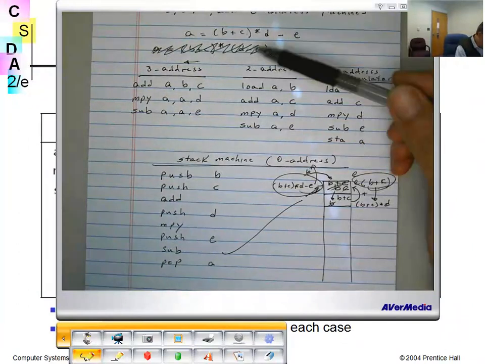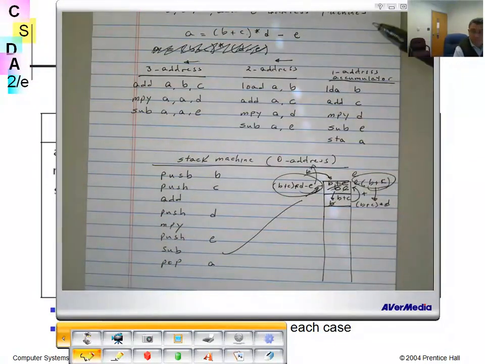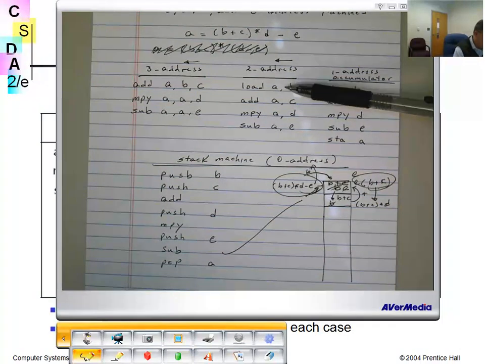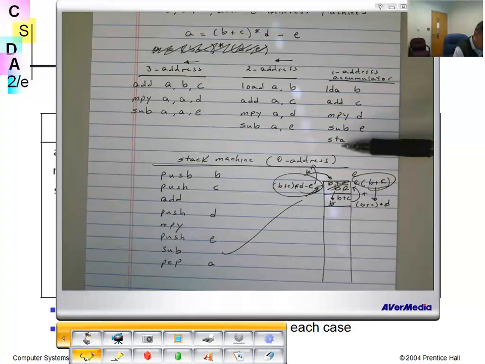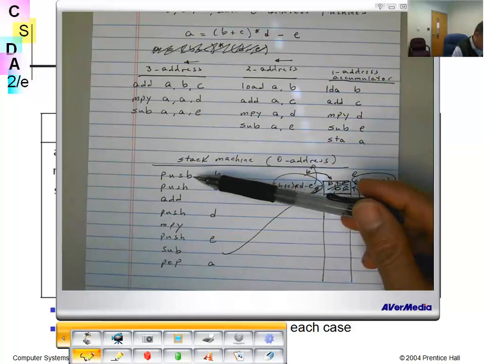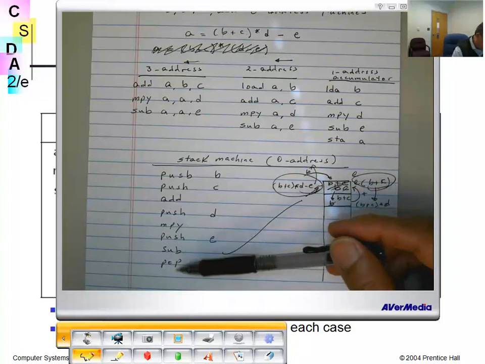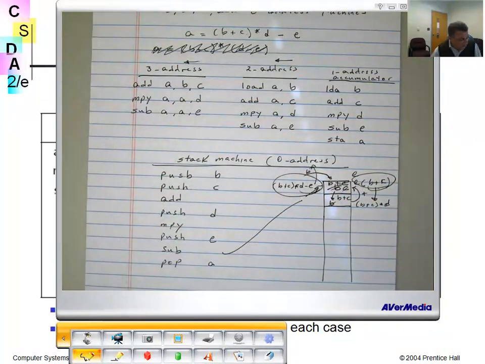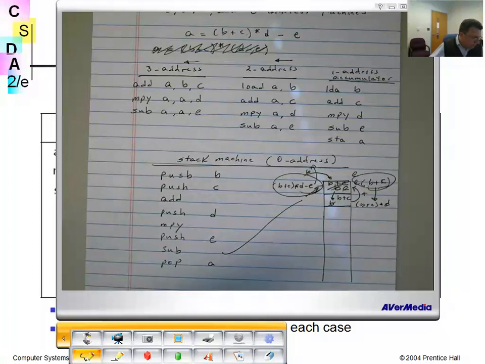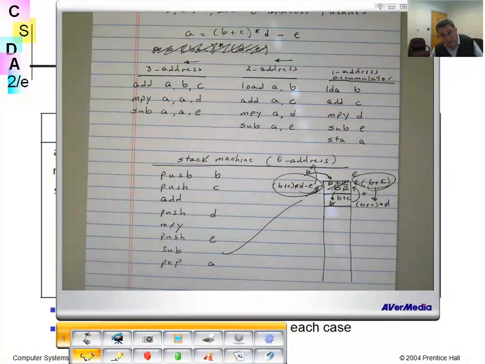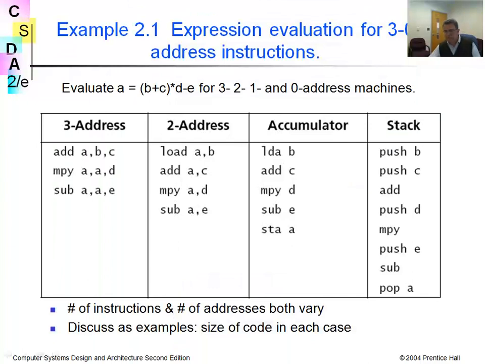So in a 3-address machine, we came up with 3 instructions. In 2-address, 4. In 1-address, 5. And in the 0-address machine, 8 instructions. And as you see, if we count them in the number of bytes, that tells me which one might be better, which one might not be better. Even though those exact numbers don't say much, because there are many other situations that we have to be concerned about.